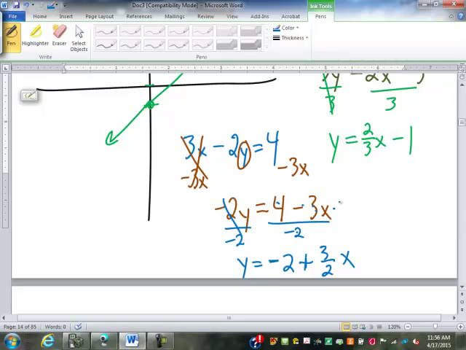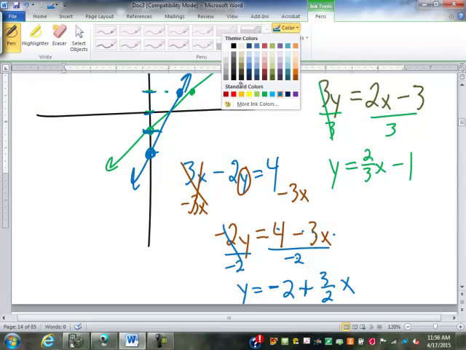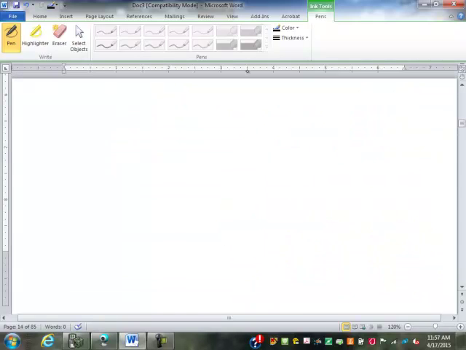So we're going to start out at negative 2. And from there, we're going to rise 3: 1, 2, 3, and run 2. And there we go. I'm going to assume that most of you have seen the slope-intercept graphing before. So I'm not going to do more examples and keep boring you. What I do want to do is look at what these graphs actually mean.